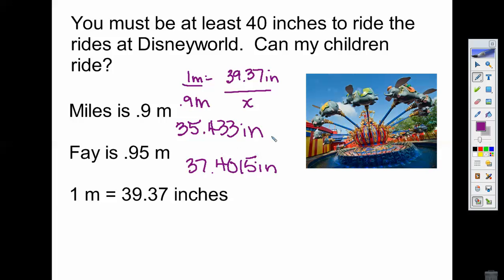Since neither of them is 40 inches, Miles cannot ride and Faye cannot ride. So we'll have to go in a couple of years.